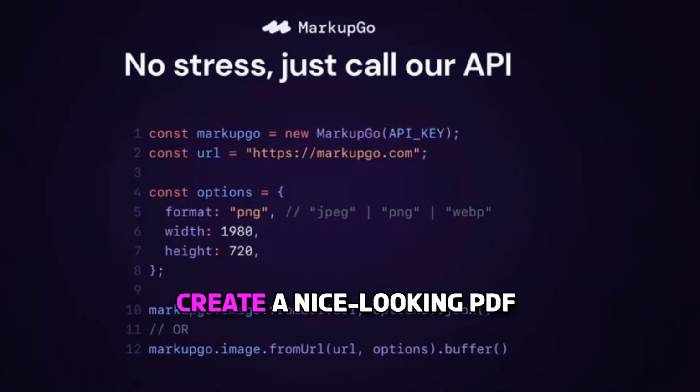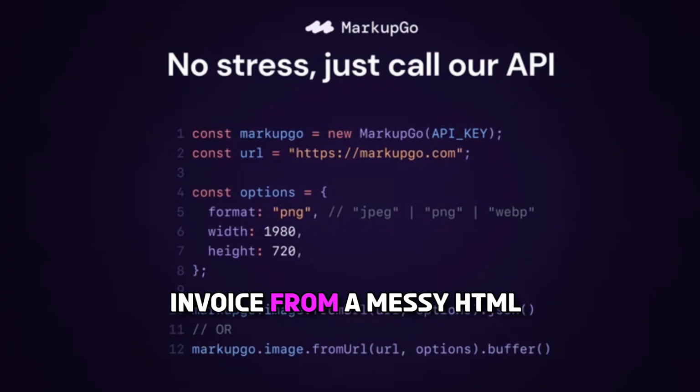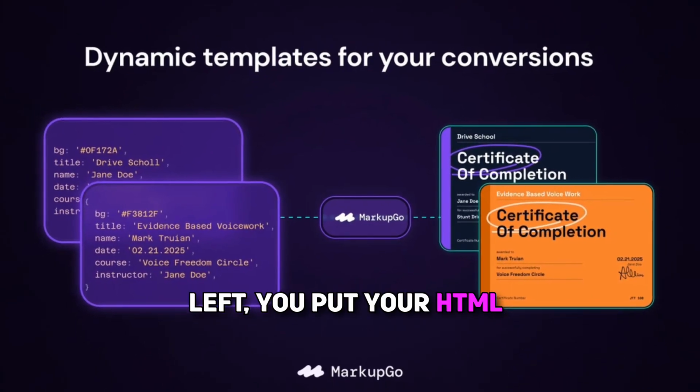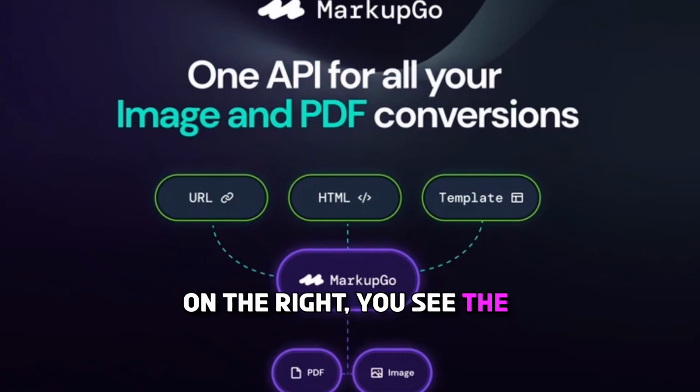All right, let's get into the nitty-gritty. I wanted to see if I could create a nice-looking PDF invoice from a messy HTML template. So I went into the template editor. It's split screen. On the left, you put your HTML and CSS. On the right, you see the preview.